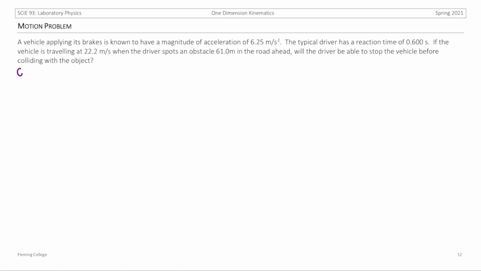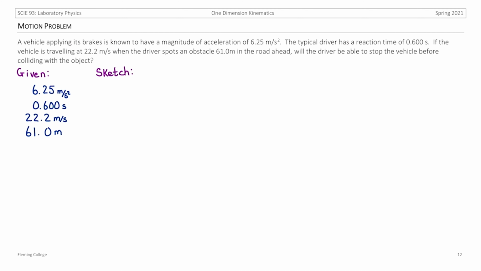So let's consider all of the information we have. So let's look at our given step. We have the values 6.25 meters per second squared. We have a value of 0.600 seconds, of 22.2 meters per second, and of 61.0 meters. In the given stage, it often helps to draw a sketch to give yourself an idea of what's going on and where all the values fit in.